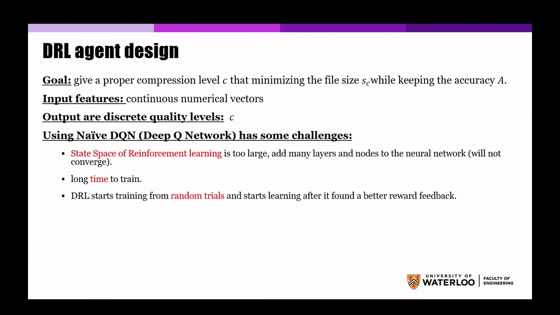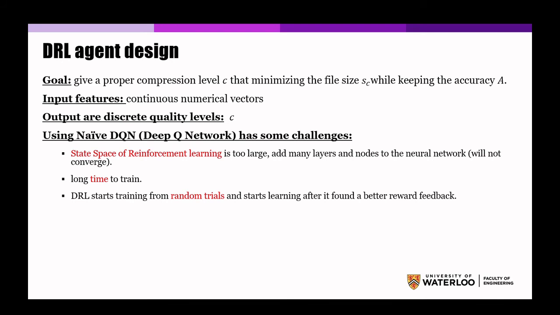Here is the DRL agent design. The main goal is giving a proper compression level that minimizes the file size, which is denoted by SC, while keeping the accuracy the same. So what we will have is input features, where the input image is a continuous numerical vector. The output is expected to be a discrete quality level, which is C.